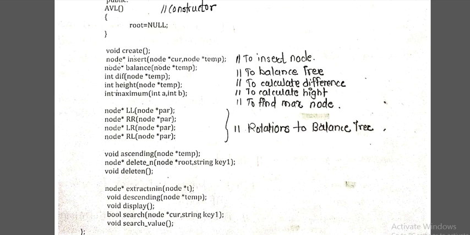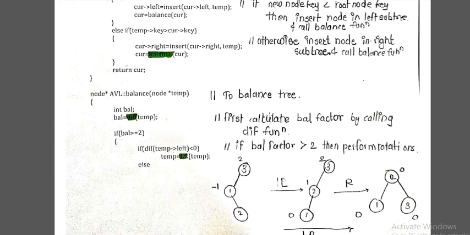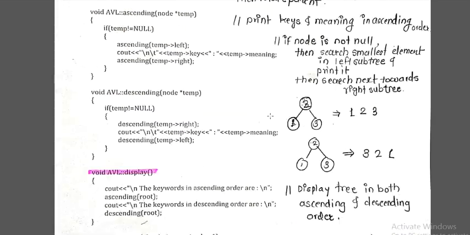To balance the tree, we perform the 4 rotations: left left, right right, left right, and right left. These rotations we have to do to balance such a tree. There are also functions to give the ascending and descending order, and functions to delete particular nodes. So these are the operations we have to perform. Let's see the main function first, and then we'll see the different operations.